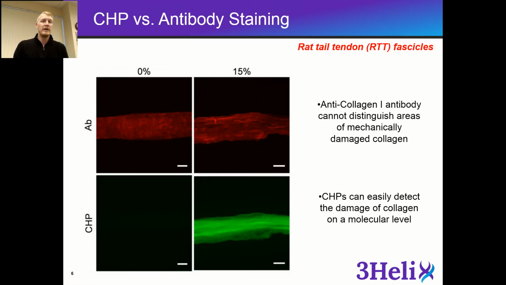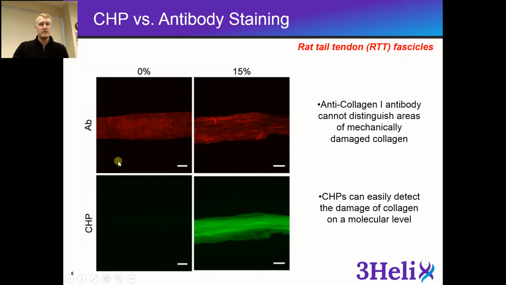The other thing I'd like to point out is when you compare CHP staining with common antibody staining, you actually see much better indication of where damage is from the CHPs than you do with the antibody. So we took 2 separate samples. On the left-hand side, this left-hand column, the rat tail fascicle did not undergo any type of mechanical strain, and we stained it with the CHP and with the type 1 antibody.